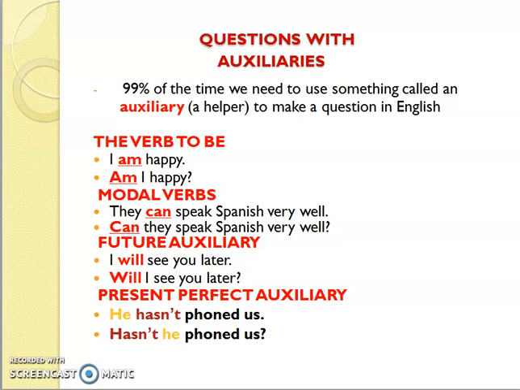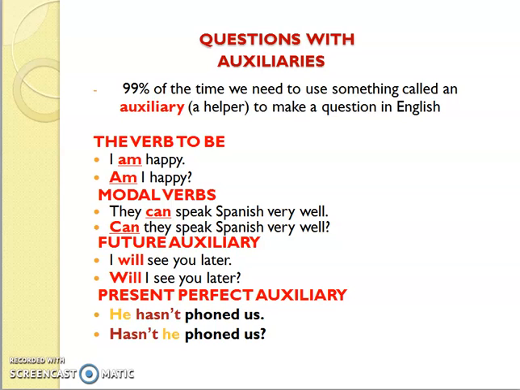The next one is modal verbs. They can speak Spanish very well. As you can see, we used the modal verb in this affirmative sentence. To form an interrogative sentence from this declarative sentence, we should put the modal verb in front of the subject. For example, can they speak Spanish very well?